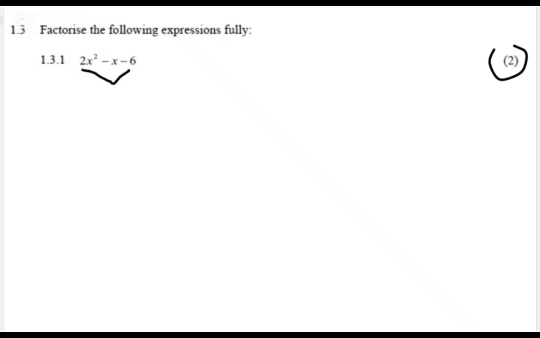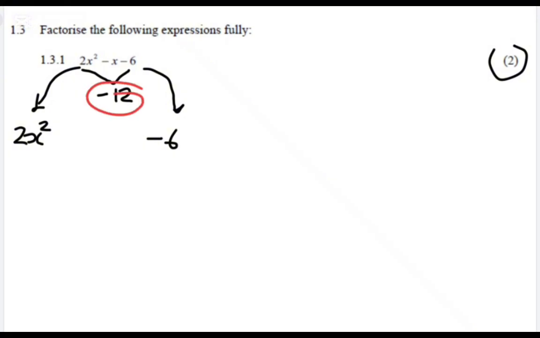It's going to give us negative 12. So what we need to do next is to drop this number the way it is and also drop this number the way it is. So you're going to have 2x squared, and when we drop that one, it's negative 6 the way it is. So what we're going to do next is to find the factors of negative 12 that, when we add them together, are going to give us this negative 1 that is there.